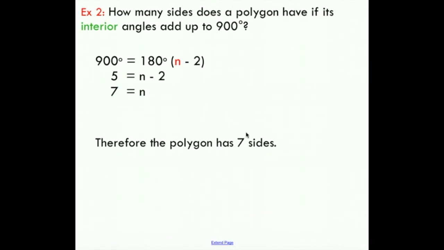If a polygon has 7 sides, the sum of the interior angles will be 900 degrees. And you can check your answer by subbing in 7 for n and checking that it equals 900 degrees.